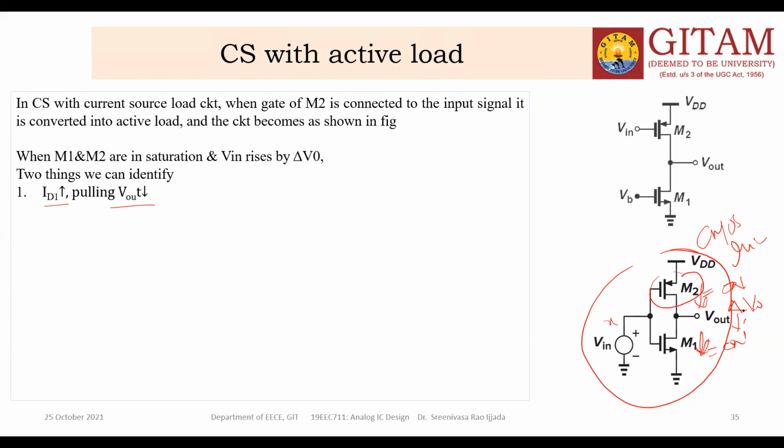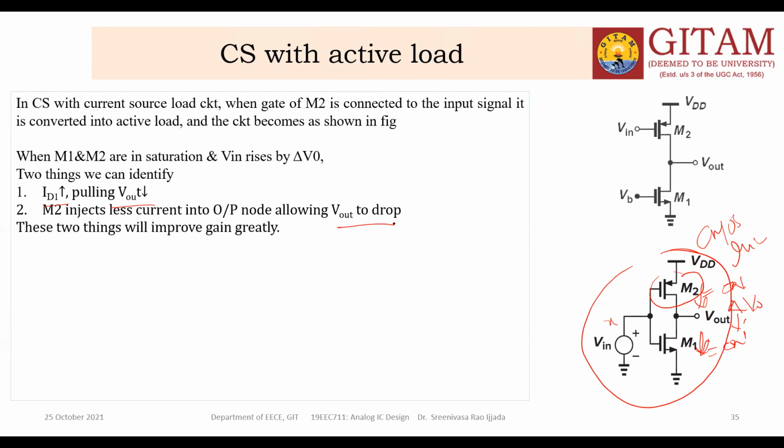So if the current in the M1 device is pulled up, there is a corresponding pull down in the node voltage, that means the output voltage. M2 injects less current into the output node, allowing Vout to drop. So then Vout will be dropped. These two effects will improve the gain directly.